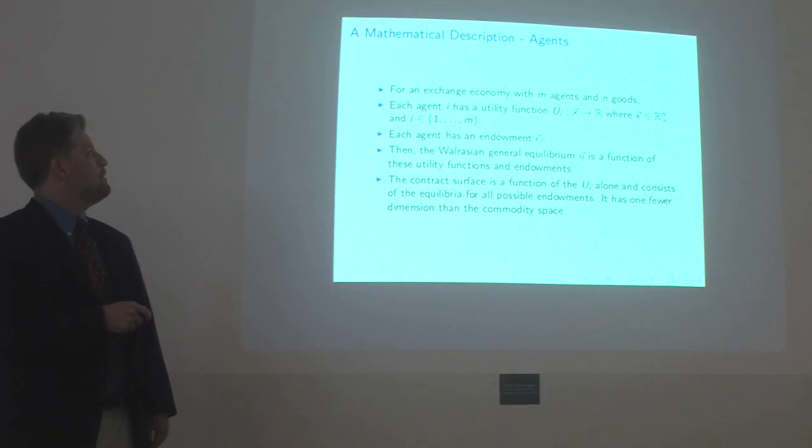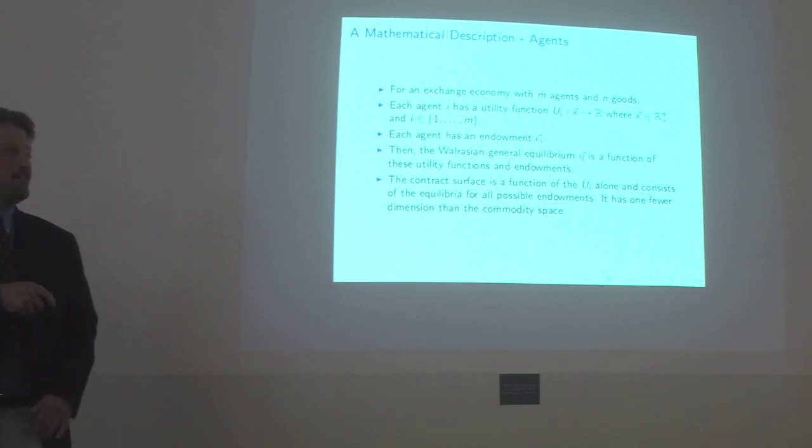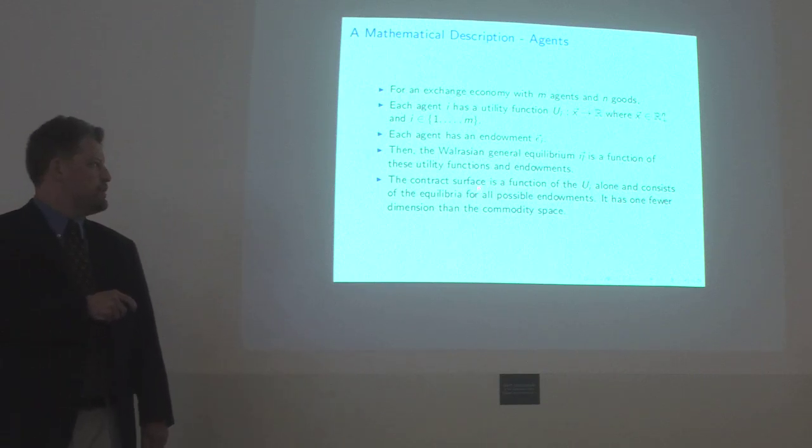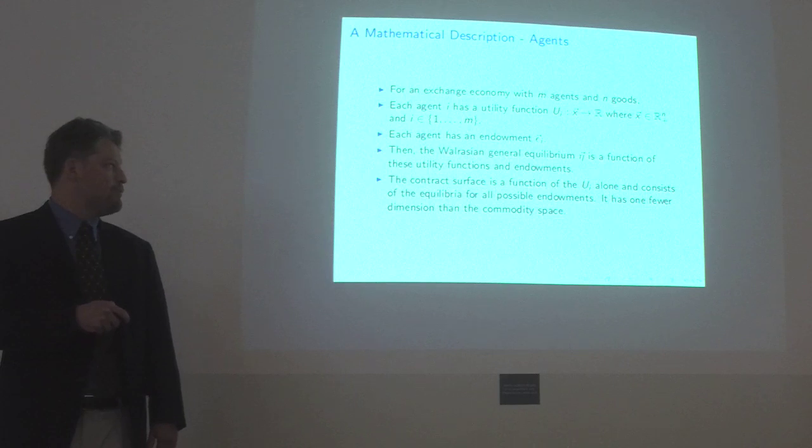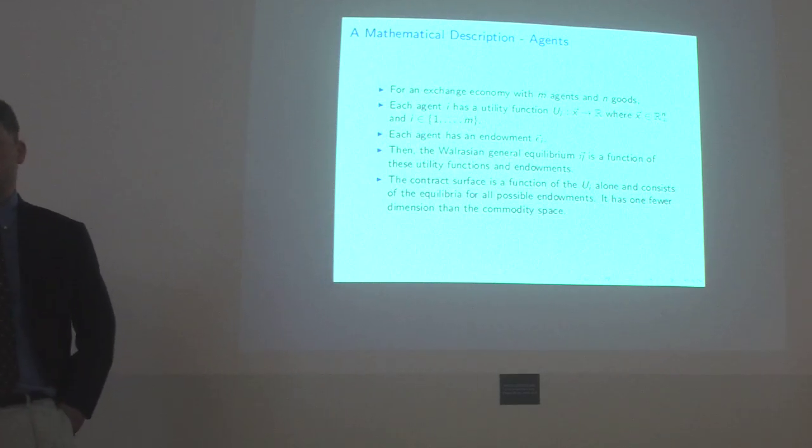So again, I've got a mathematical description. I think this slide is repeated. This is just stuff I already said. Walrasian general equilibrium is a function of the utility functions and the initial endowments. The contract curve is a function of preferences only.